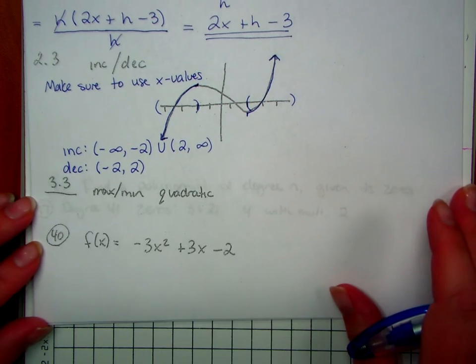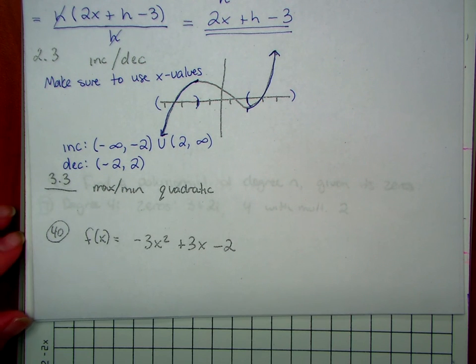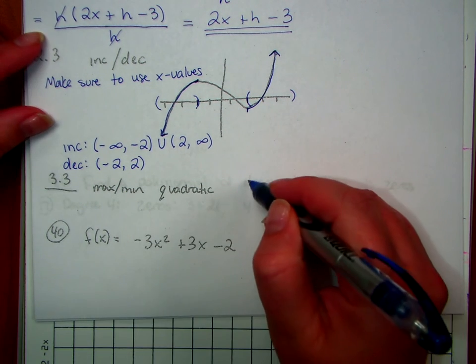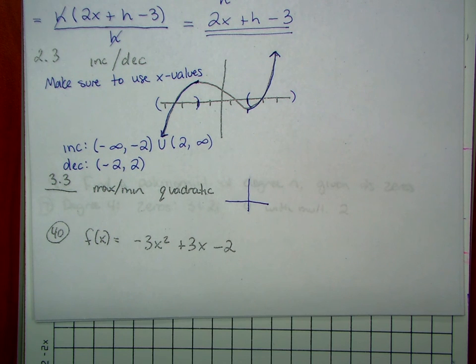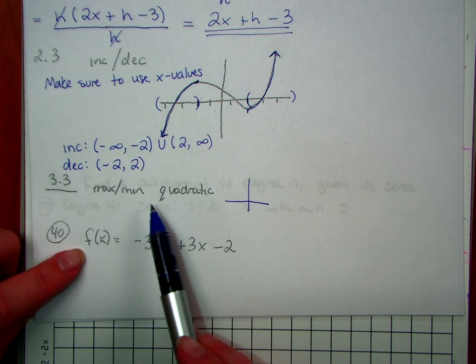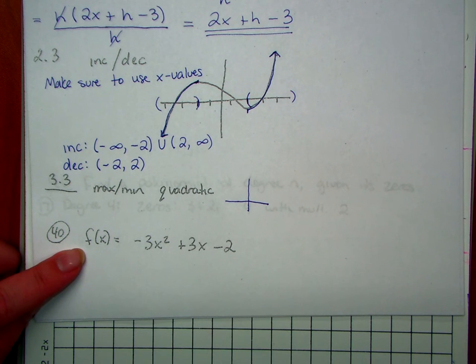All right, so the next one, find the max and min of a quadratic. So if you know, right, all quadratics, they either open up or down. And so if it opens up, the function will have a minimum. And if it opens down, the function will have a maximum. And so you're only going to have one, either a max or a min here.